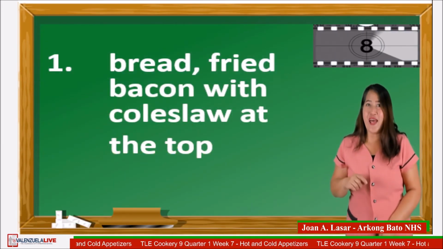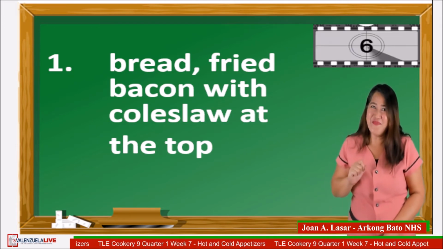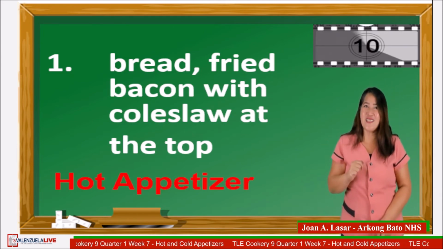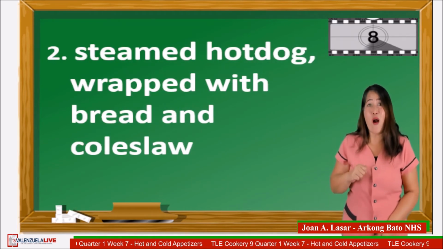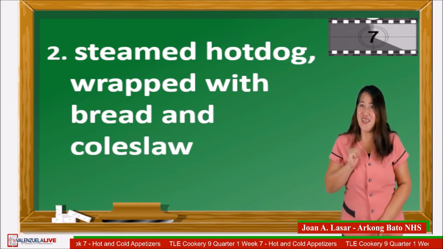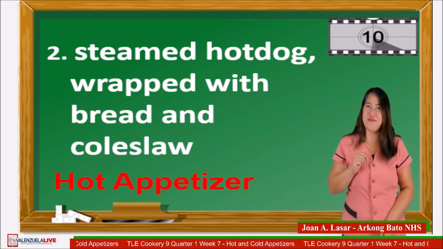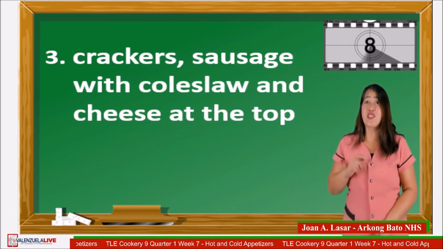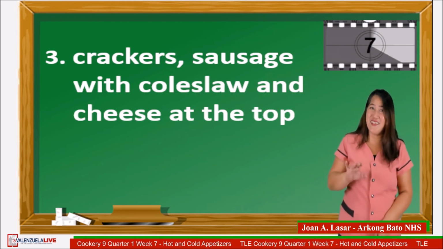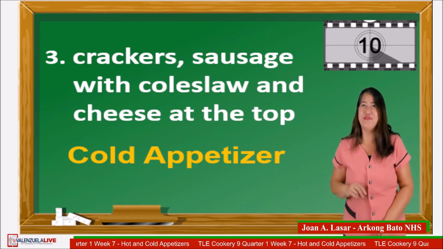Number 1. Bread, fried bacon with coleslaw at the top. What is your answer? The answer is hot appetizer. Next, steamed hot dog wrapped with bread and coleslaw. What is your answer? The answer is hot appetizer. Next, crackers, sausage with coleslaw, cheese at the top. Your answer? The answer is cold appetizer.